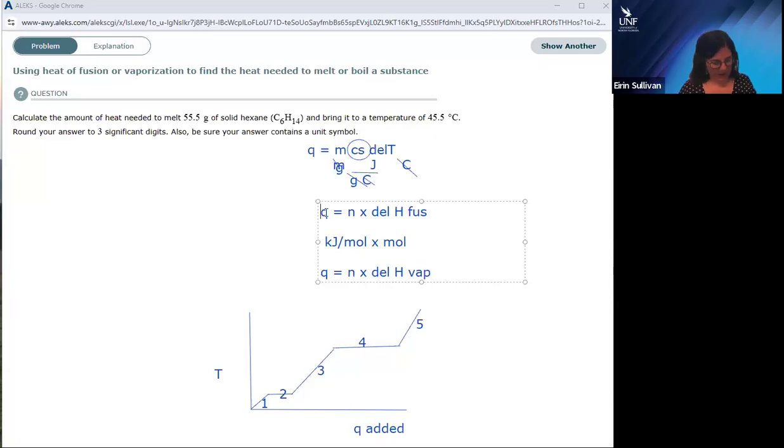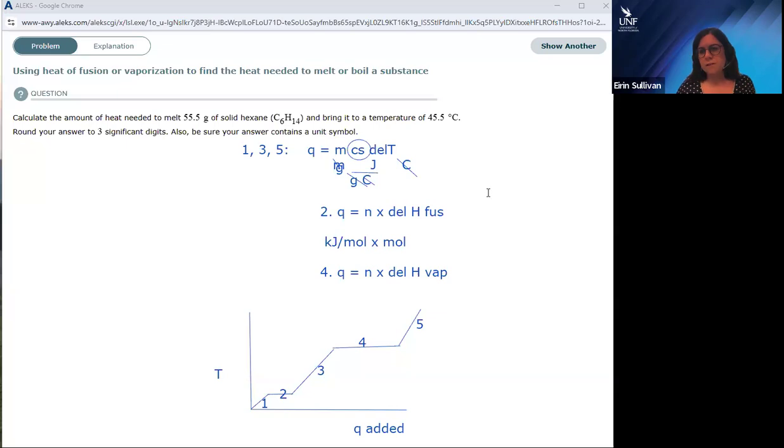I should label it. This is what we'd use if we're in section 2, and this is what we'd use if we were in section 4. Be careful that our Q is going to come out in kilojoules on those sections, and for 1, 3, and 5, it's going to come out in joules. Look at the units. And I should also add, this is for sections 1, 3, or 5.